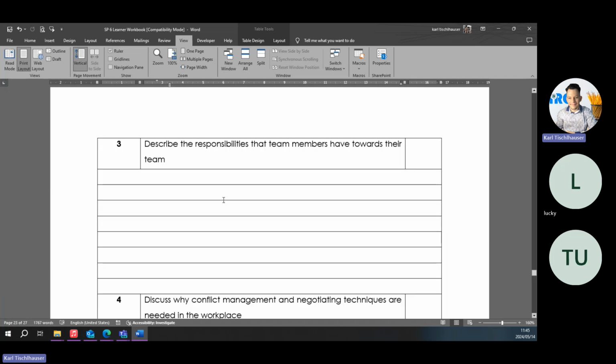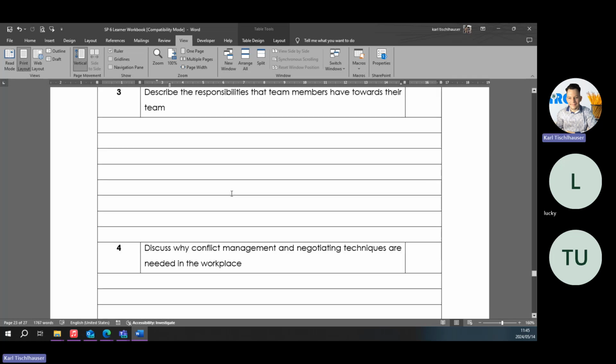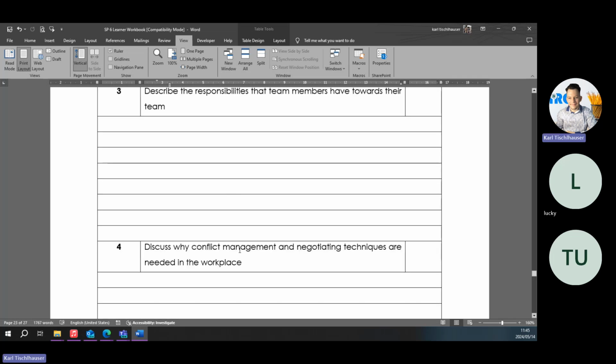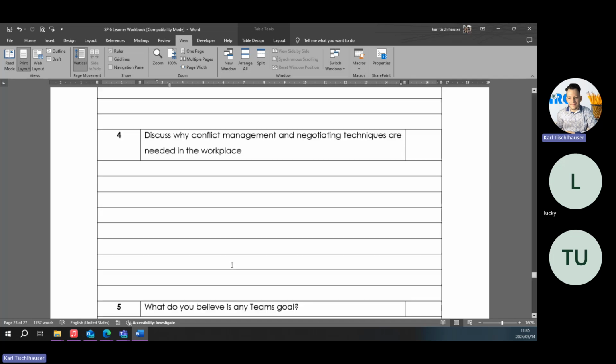Okay. Number 3 says describe the responsibilities that team members have towards their team. So every team member will have a different sort of responsibility, but generally speaking, they all have a weight to pull, and they must all pull their weight and contribute towards team success. Number 4 says discuss why conflict management and negotiation techniques are needed in the workplace. So why are these skills needed? Why are they important?